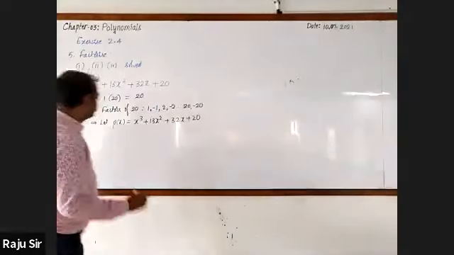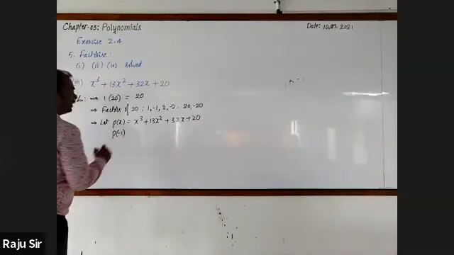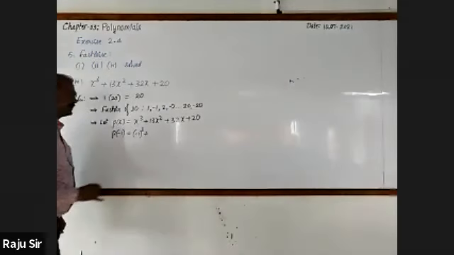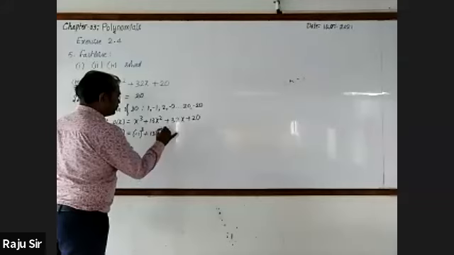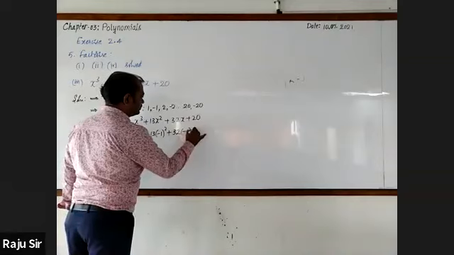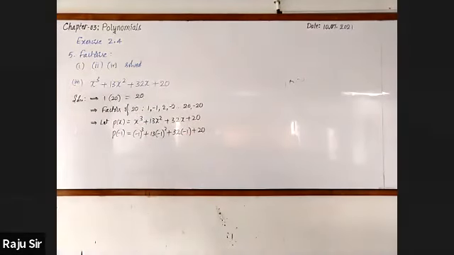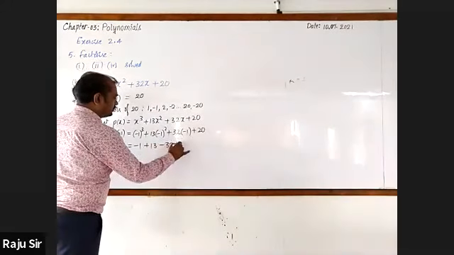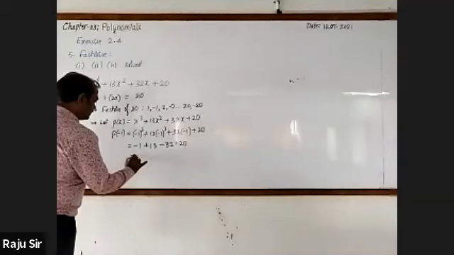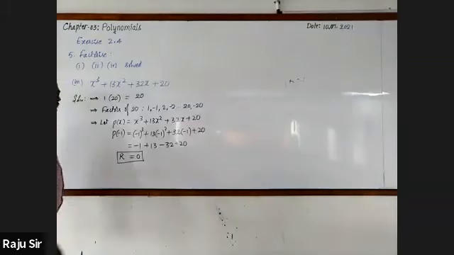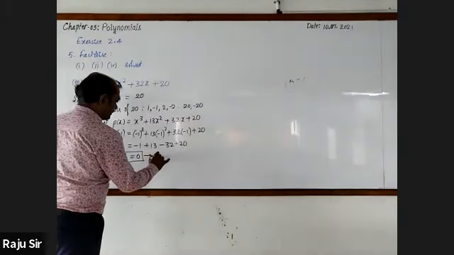Right. P of minus 1 is equal to minus 1 whole cube plus 13 into minus 1 whole square plus 32 into minus 1 plus 20. It is equal to minus 1 plus 13 minus 32 plus 20, which is 0, which is remainder. So by remainder theorem.